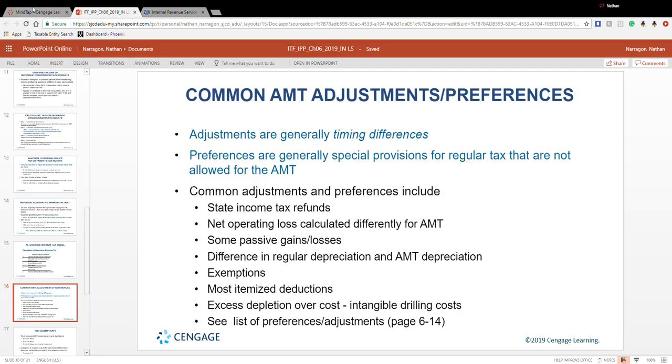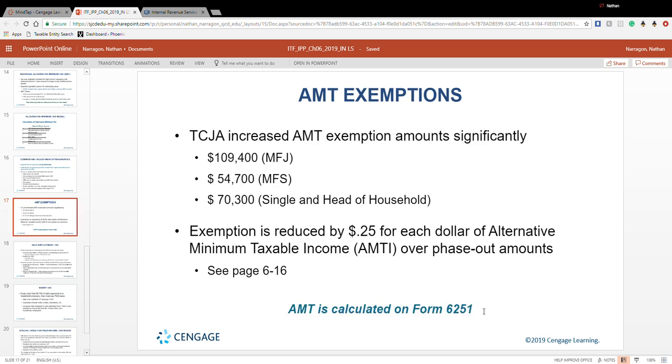Okay, so the other thing that we get with the AMT is the exemption amounts. Again, these have increased substantially. So for married filing jointly, we have 109,400. Married filing separate, 54,700. Even single and head of household has now jumped up to 70,300.